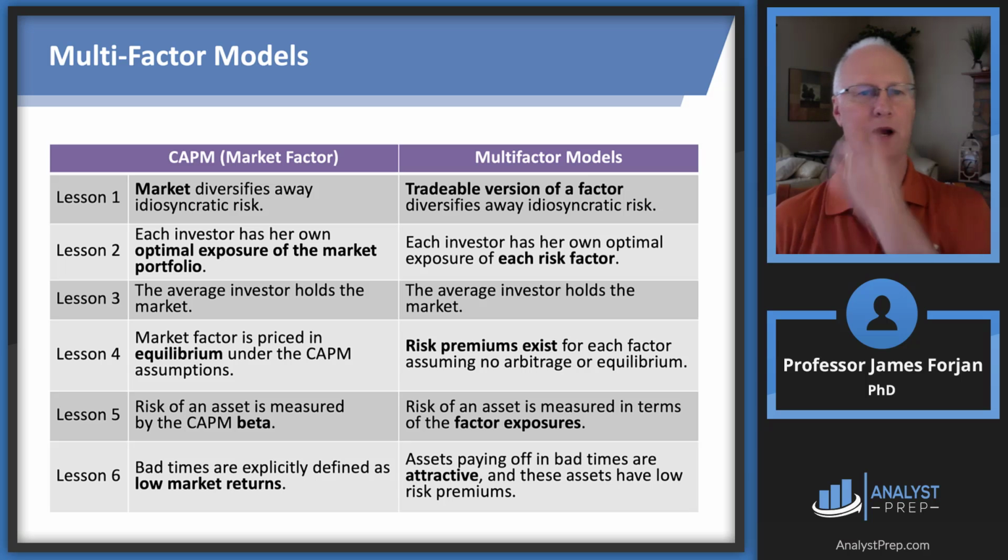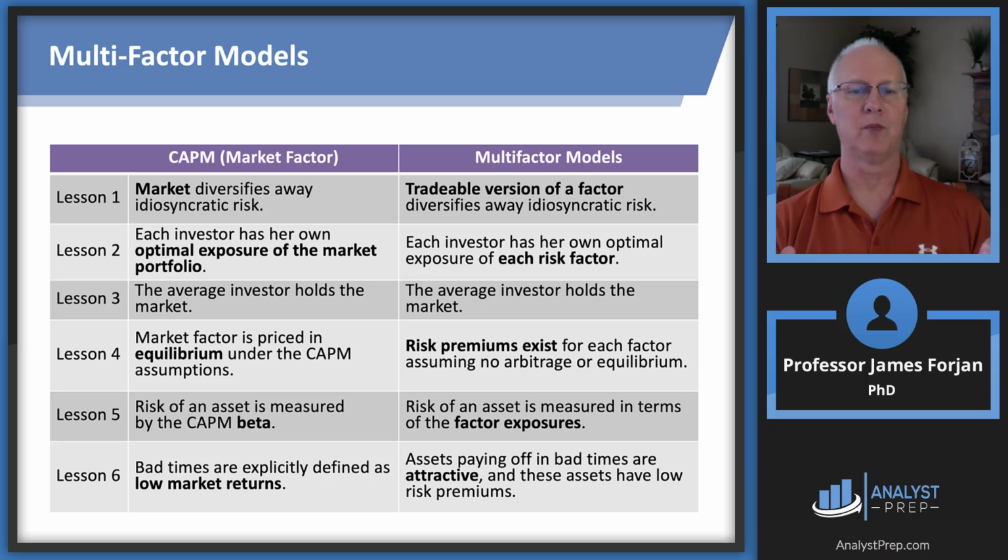All right, let's do a quick comparison of the two before we get into some of the mechanics of the multi-factor models. In both of them, lesson one, diversification works. It doesn't work exactly in the same way under both models, but diversification works. Lesson two, each investor is going to find their own preferred position on that efficient frontier or the capital market line. They're going to do it in two different ways, but they still find their way onto that efficient portfolio.